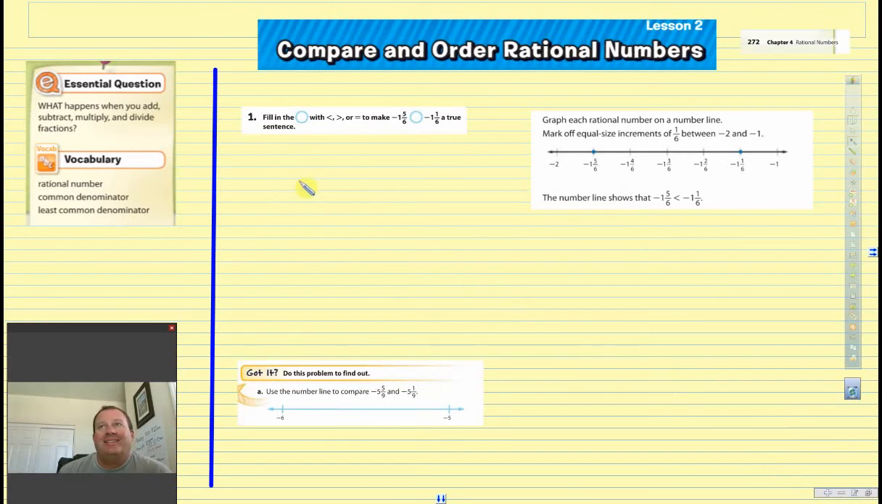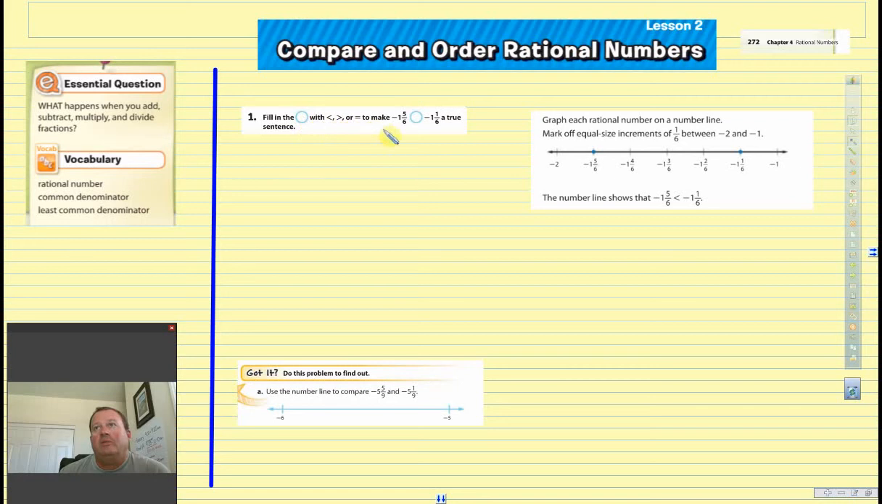Okay, so today's lesson is compare and order rational numbers. In other words, put them in order on a number line, or put them in order, or tell me which one is larger and which one is smaller. And sometimes that can kind of get tricky, especially when we add in negatives with decimals, or negatives with fractions, or negatives with percents.